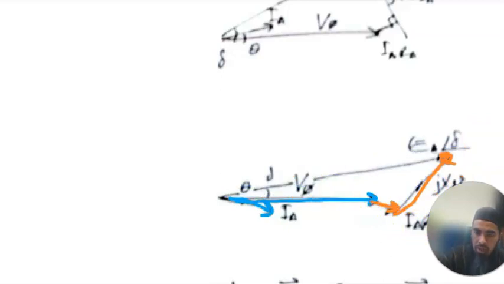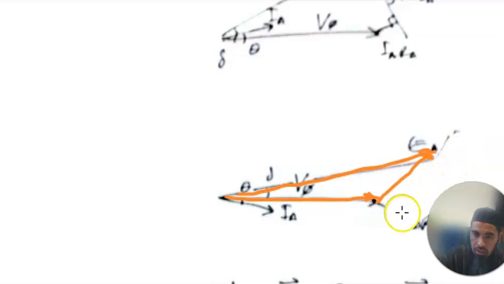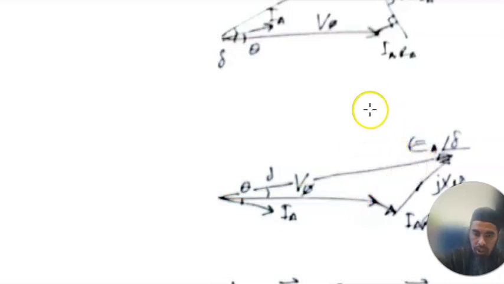Most of the time, your generator will have a very, very low RA, or negligible. So that's why the length of your IARA is very little. And it continues with your JXSIA here. So your EA will be here. And you cannot see this part anymore because it is negligible. The magnitude of IARA is very, very low.